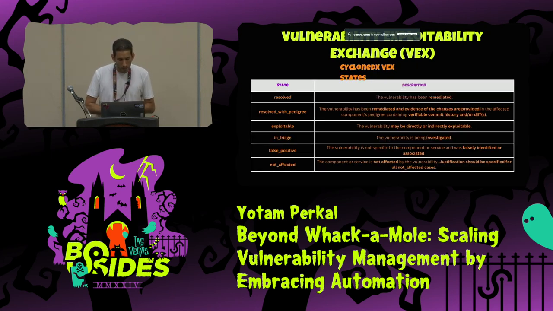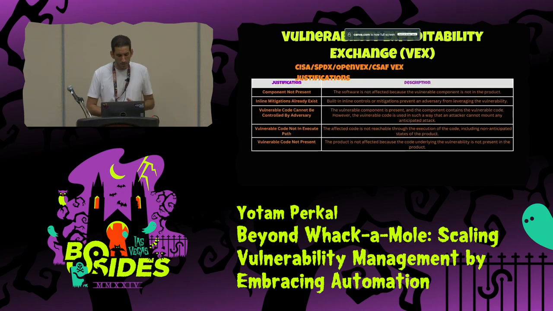And in CycloneDX, it's called states. You can say whether something is resolved with pedigree, which basically means that it's remediated and you have evidence provided that you can verify about the fix, such as a commit hash or a diff between the unfixed version and the fixed version. So that's it. Is it exploitable or not? In triage, which is like the under investigation that we saw earlier, false positive, or not affected. And if it's not affected, again, you have to provide the justification for why. So it's not very different. The concept is the same.